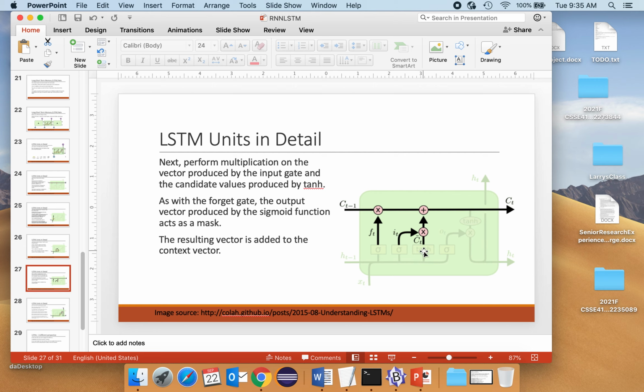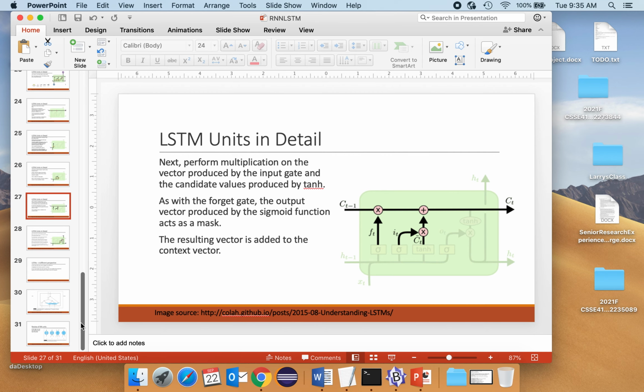So of the values that this thing determined, we're sort of saying, well, I only want to keep some of these and not some other ones. And so that's what we have over here. So now we mask those values, and then we add them to the context vector. Okay? So this is additive. All right. So now we have our context vector is good to go.